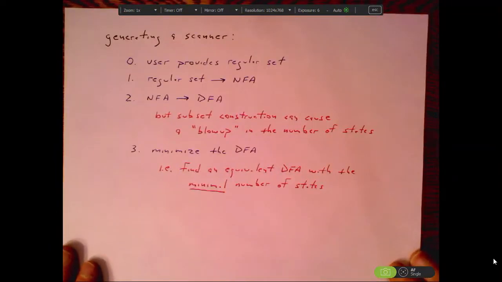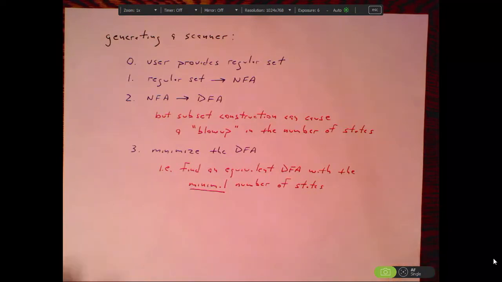So to generate a scanner, first the user provides us with a regular set, their description of the tokens they want to match. As we looked at earlier, we can take a regular set and construct a non-deterministic finite state machine from it. And as we also looked at earlier, we can take a non-deterministic finite state machine and construct the equivalent deterministic finite state machine.